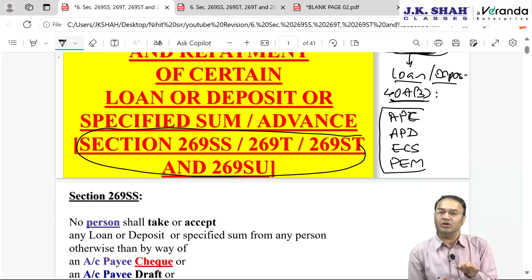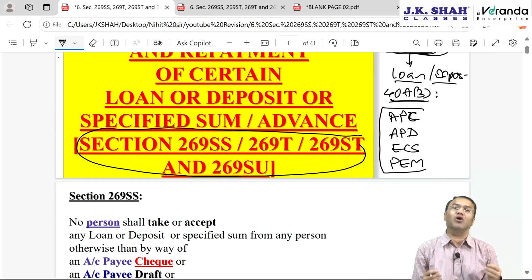If not caught, then it's okay, no problem, nobody will come to know. There are many people who carry out cash transactions on a daily, regular basis, but they are not caught, and the government is also not interested in catching small people. So the idea is to capture those people who are caught with huge amounts of cash. But in the exam, you are the assessing officer.